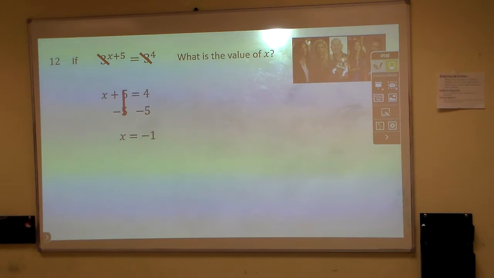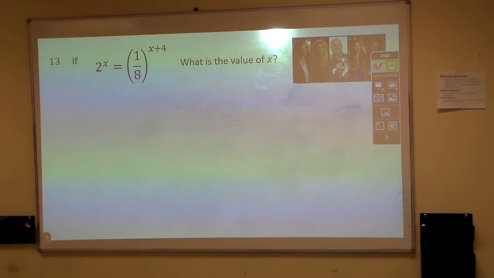I can do that if they are the same base. But what happens when they're not the same base? Well, now I need to make them into the same base. So what I need to look at is here, I have a base 2 here, which is our most simplest one. And here this is 8, but it's 1 over 8.